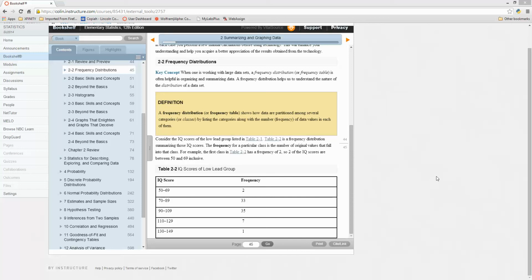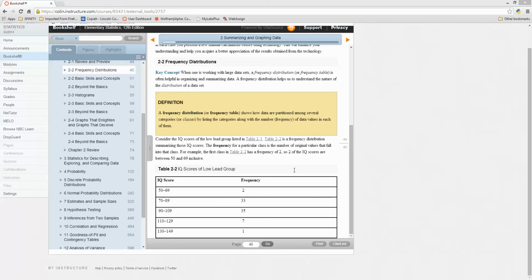Let's take a look at section 2.2, frequency distributions. A frequency distribution shows how data are partitioned among several categories or classes by listing the categories along with the number or frequency of data values in each of them.